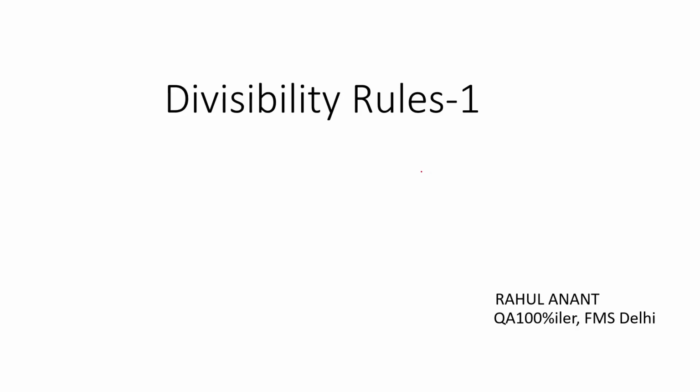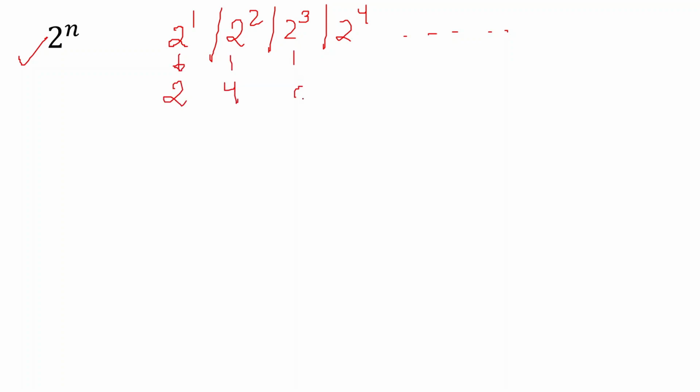Divisibility rules part 1. So we're going to see the divisibility rule of 2 to the power n first. 2 to the power n means 2 to the power 1, that is 2, 2 to the power 2, 4, 2 to the power 3, 8, 2 to the power 4, 16, and so on. So let's see the divisibility rule of all these numbers, how to find a general rule for the divisibility rule of all these numbers.